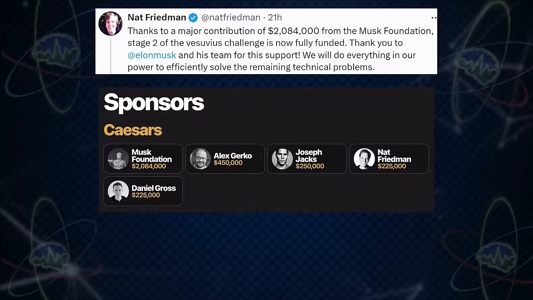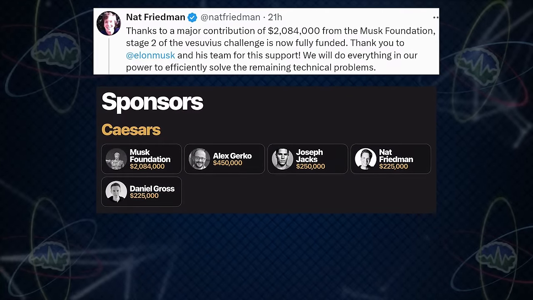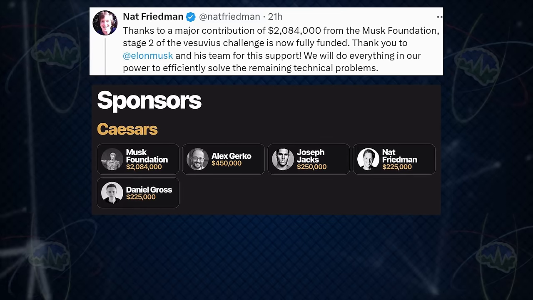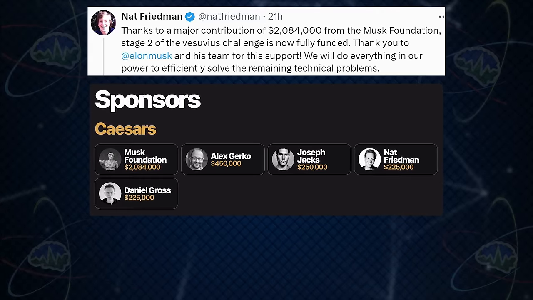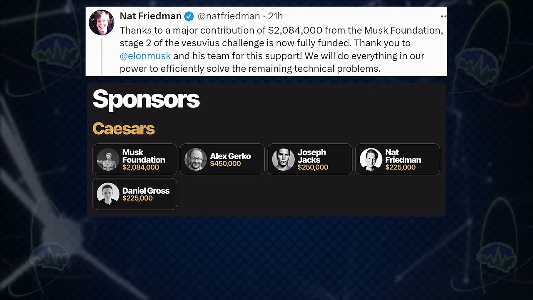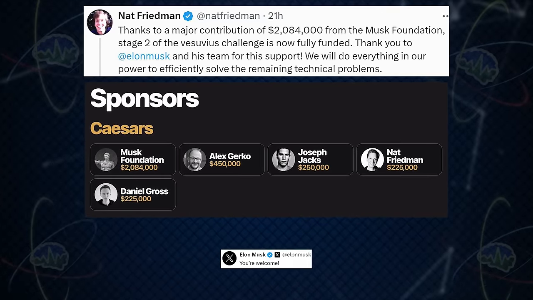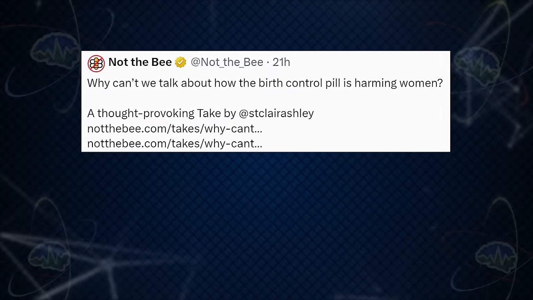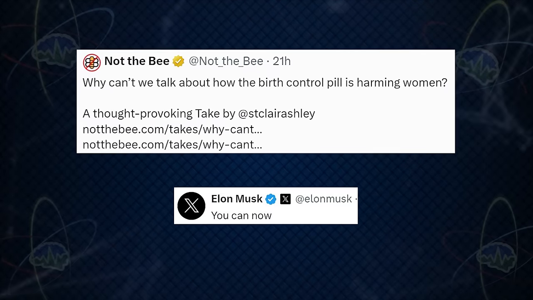Nat Friedman says, "Thanks to a major contributor of $2 million from the Musk Foundation, stage two of the Vesuvius Challenge is now fully funded. Thank you, Elon and his team, for the support. We'll do everything in our power to efficiently solve the remaining technical problems." Elon says, "You're welcome." And Not the Bee says, "Why can't we talk about how birth control pill is harming women?" Elon says, "You can now."